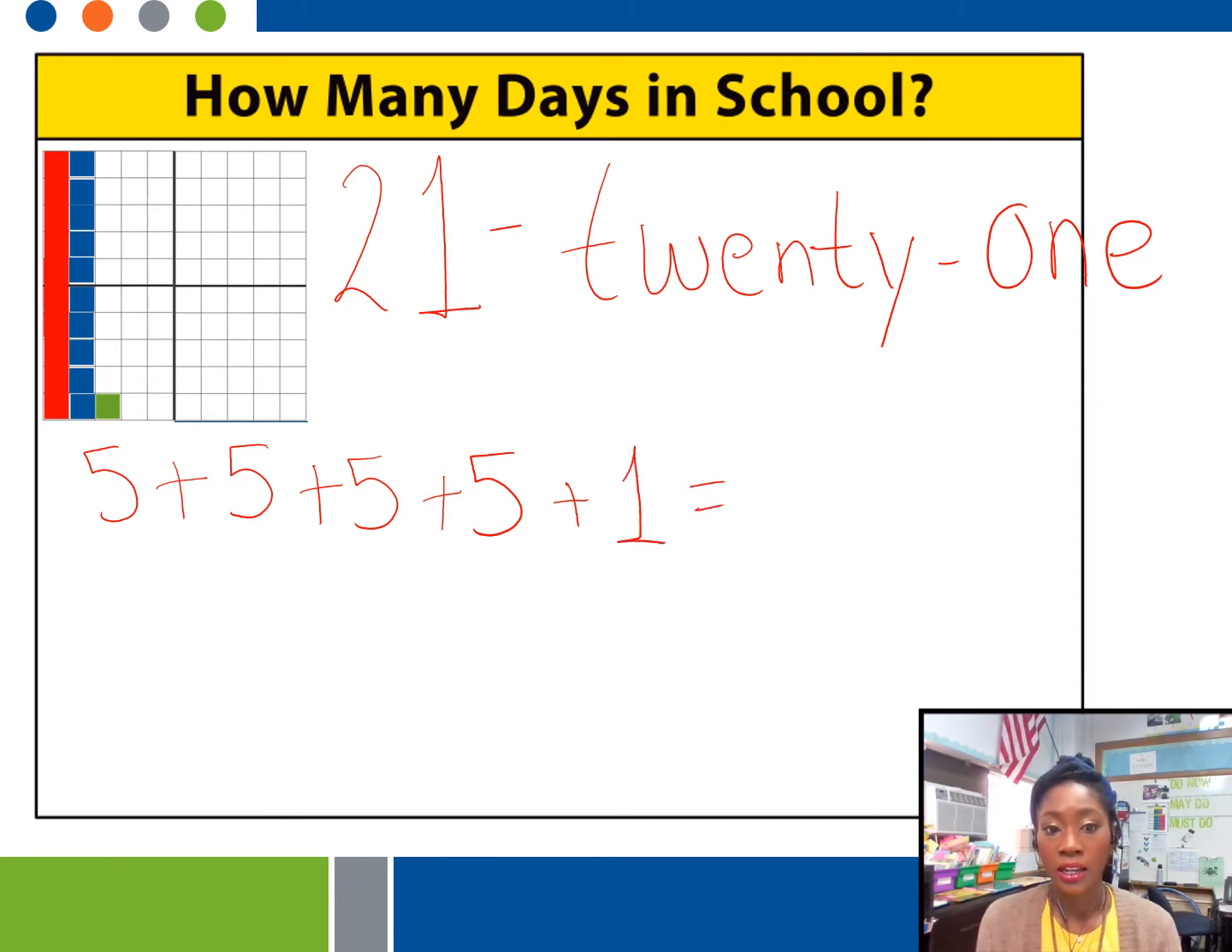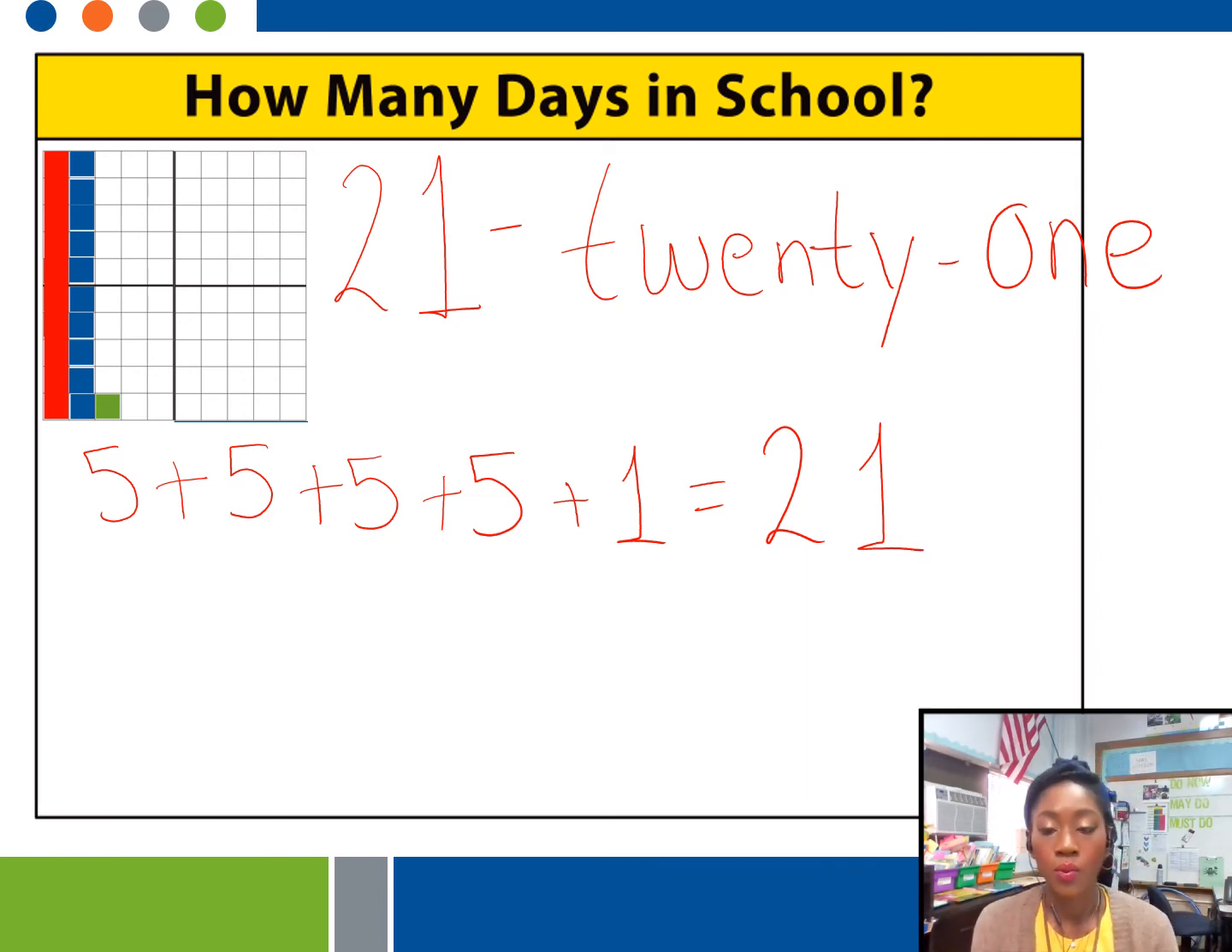And we can count by 5s, all these 5s. So let's go. 5, 10, 15, 20. This is not a group of 5, this is a 1, so we have to count on. 21.